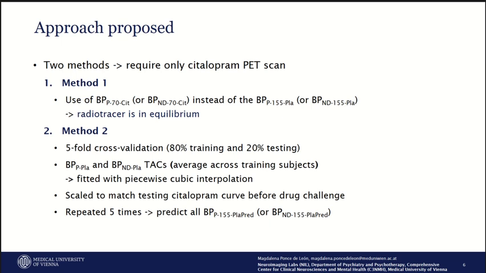For the second one, we use 5-fold cross-validation to separate the data into 80% training and 20% testing. We average across training subjects the BPP and BPND placebo curves and then fit them with piecewise cubic interpolation. These curves were further scaled to match each testing citalopram curve before the drug challenge. This was repeated 5 times to predict all the BPP and BPND 155 of the placebo.